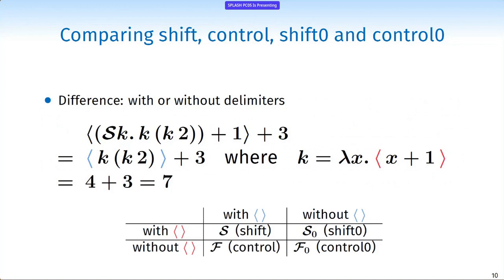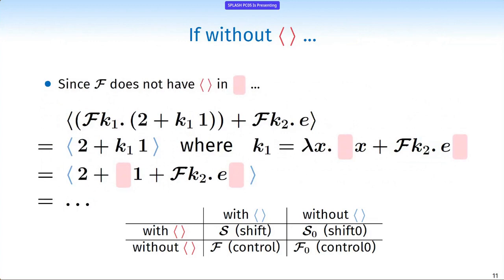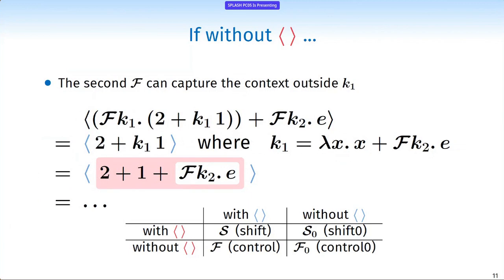This difference might seem very subtle, but when we evaluate these operators, the result is very different. What happens if we do not have red delimiters? In this example, I use two control operators. One of them is included in the captured context K1. Since, as I mentioned, control does not have delimiters in the red area, control can capture the context outside K1 like this. This kind of thing happens only in the case of control or control0.